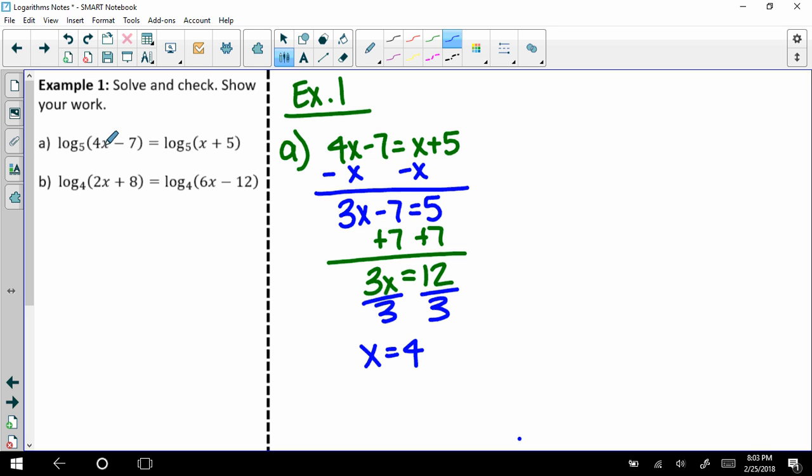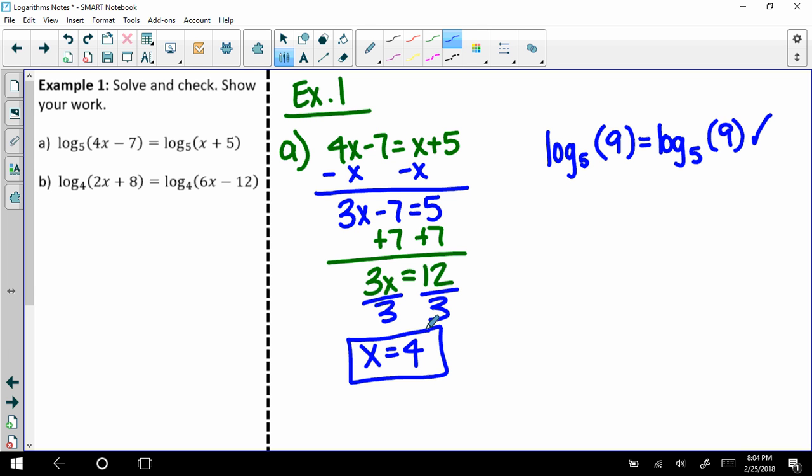Now you do need to double check when you plug this in. When I plug in 4 here, you can't have a negative inside a log. It just can't happen. So when you plug in 4, 4 times 4 is 16 minus 7, so we get log base 5 of 9. And that'll be equal to log base 5 of 4 plus 5, which is 9. So it checks. It's the same on both sides. And it also checks because these are not negative 9s, which would be impossible to have a negative inside your log. So x equals 4 is the correct answer.